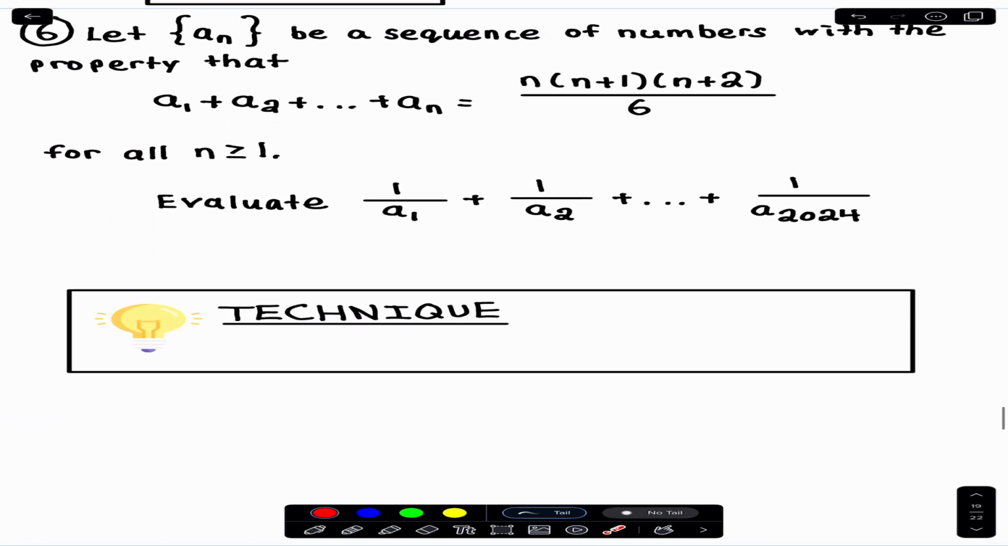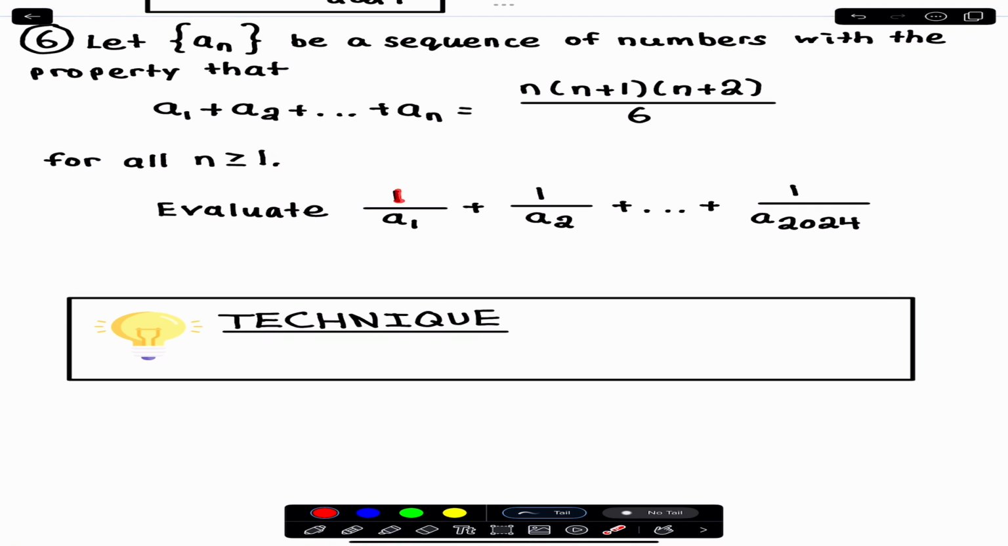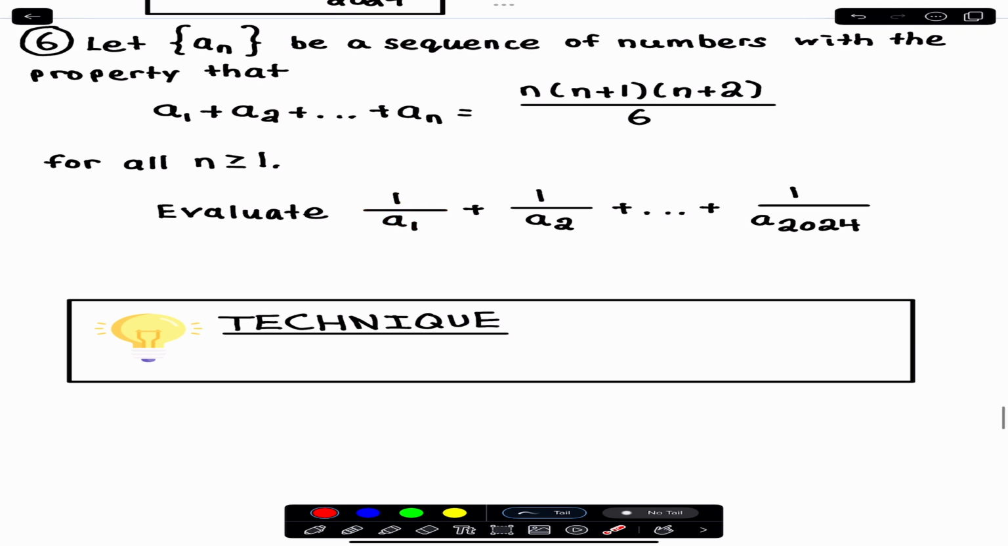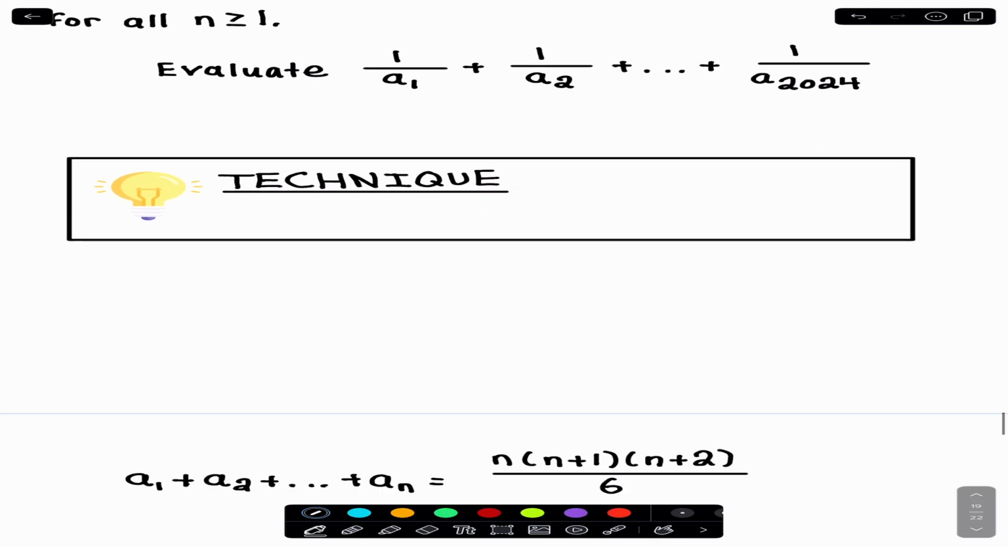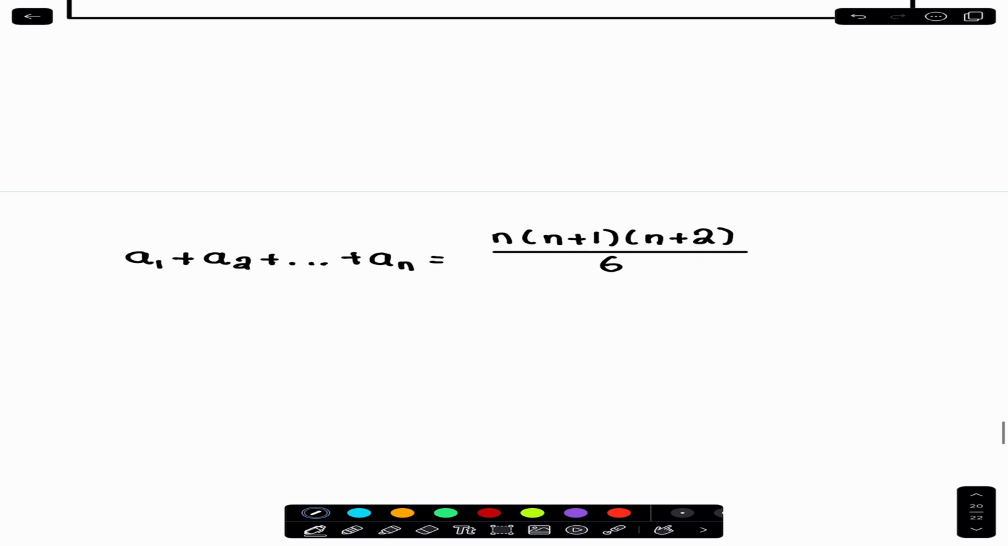And I'm thinking to do that because in the end, we have to sum up 1 over an individual term. So we're not asked to sum up 1 over a1 plus a2 plus a3. That's not what we're asked. We're asked to do 1 over a1 plus 1 over a2 plus 1 over a3. And there's a big difference between the two. So I think it would be a good idea to find a general formula.